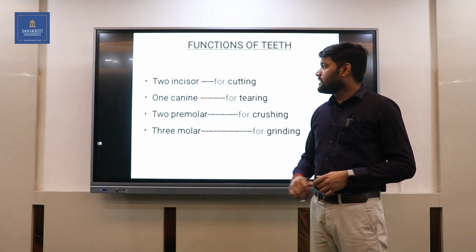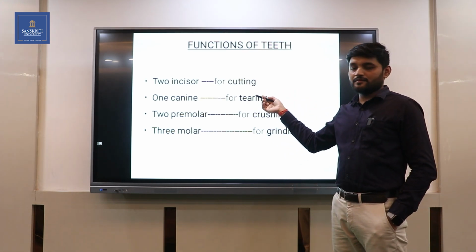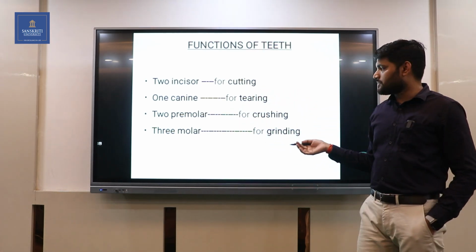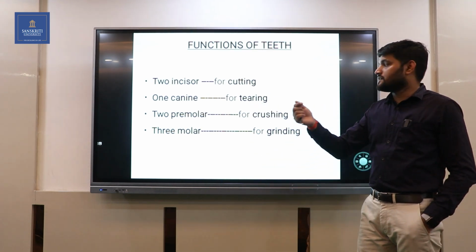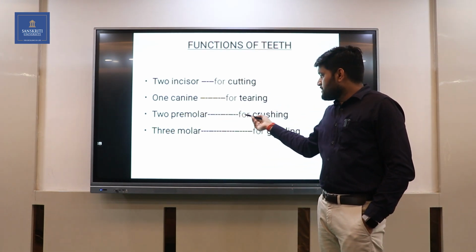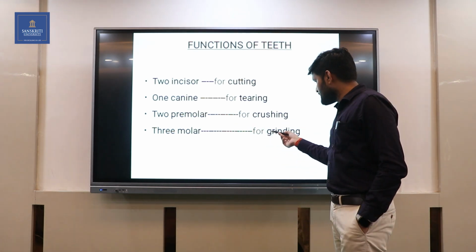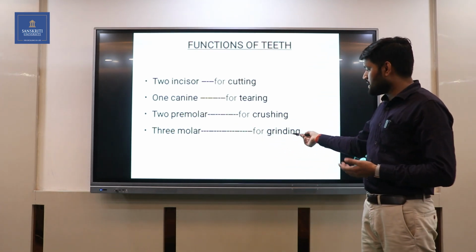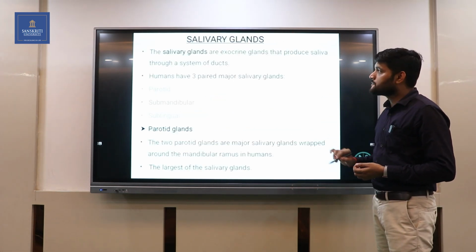Functions of the teeth. Basically there are two incisors for cutting. In the previous slide we discussed one canine for tearing. Tearing means chirna. Two premolars for crushing. Three molars, the third molar, for grinding. These are the functions of the teeth.